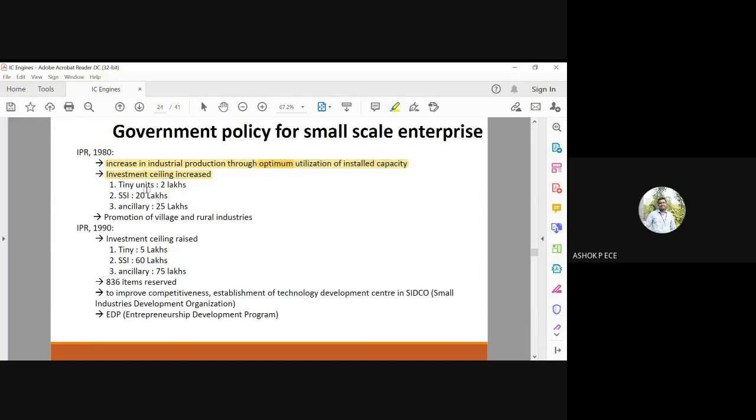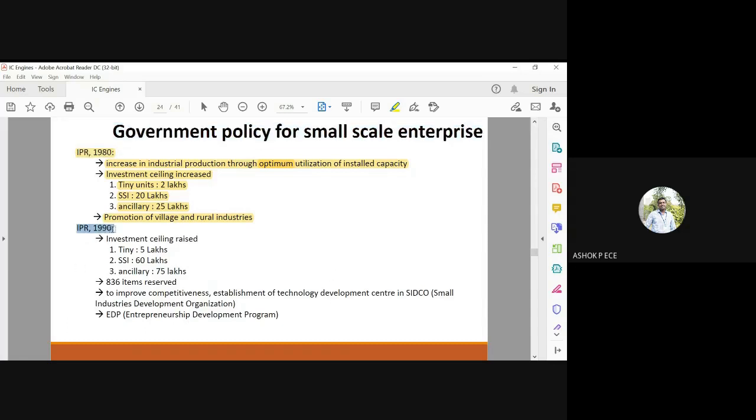So for small scale industry or tiny units, the investment required was increased up to 2 lakhs. For small scale industry up to 20 lakhs, and for ancillary industry up to 25 lakhs. And promotion of village and rural industries like Adi craft, right? Adi Gramodyog Bhavan, where they sell dhotis and other village and household items. So that was done in the year 1980.